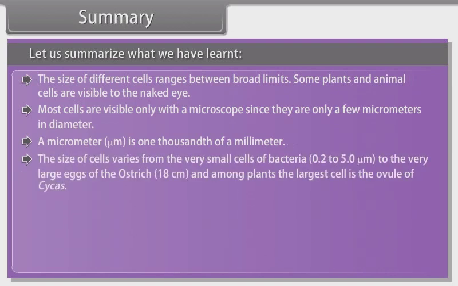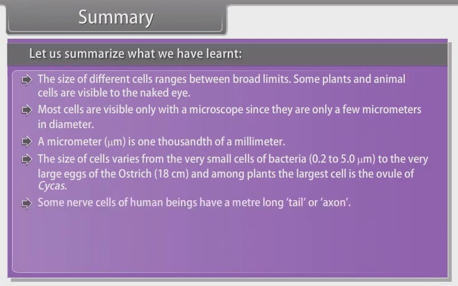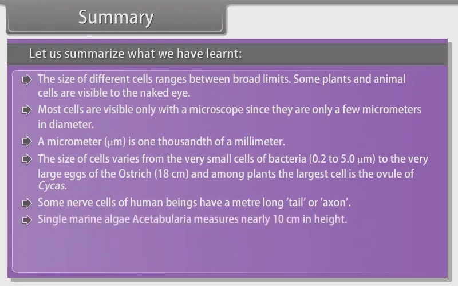The size of cells varies from the very small cells of bacteria, 0.2 to 5 micrometer, to the very large eggs of the ostrich, 18 centimeter. And among plants, the largest cell is the ovule of cycas. Some nerve cells of human beings have a meter-long tail or axon. Single marine alga, Acetabularia, measures nearly 10 centimeter in height.